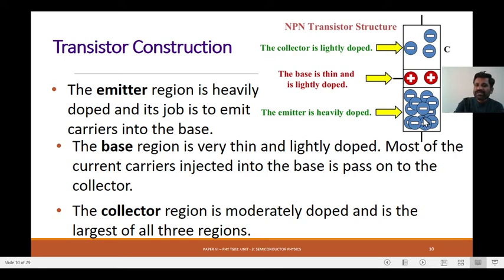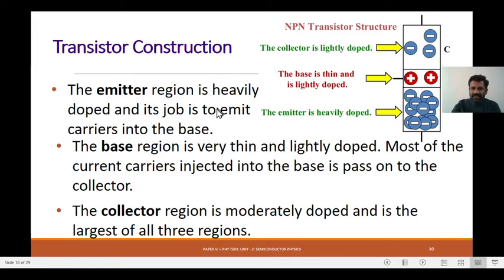The emitter is heavily doped. Heavily doped means adding a large number of negative charges, or a large number of phosphorus or antimony donor impurities are added to this type of semiconductor, so that it forms an emitter, and its thickness is moderate. Whereas the base is a positive, very thin and lightly doped region, and the collector is moderately doped and has a larger area of cross section.